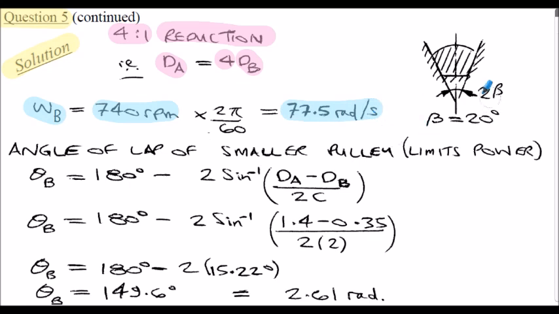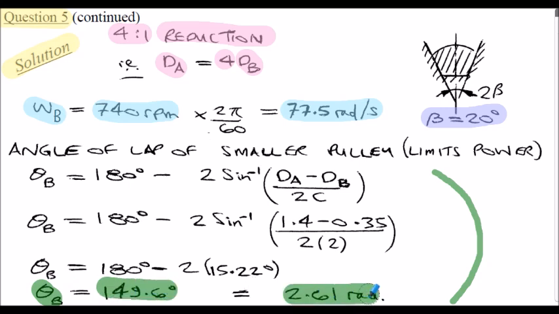The groove pulley angle was 40 degrees, that would be 2 beta, so semi-groove angle beta is 20 degrees in this case. Here I've worked out the angle of lap on the smaller pulley, so theta B, evaluated it in degrees here and converted it to radians here. So 2.61 radians is the smaller angle of lap.